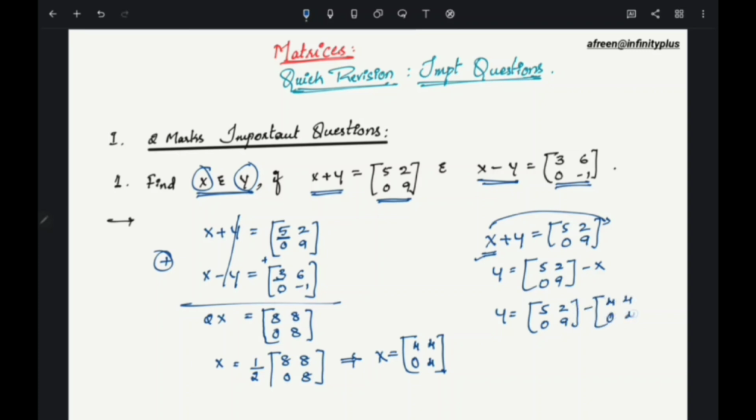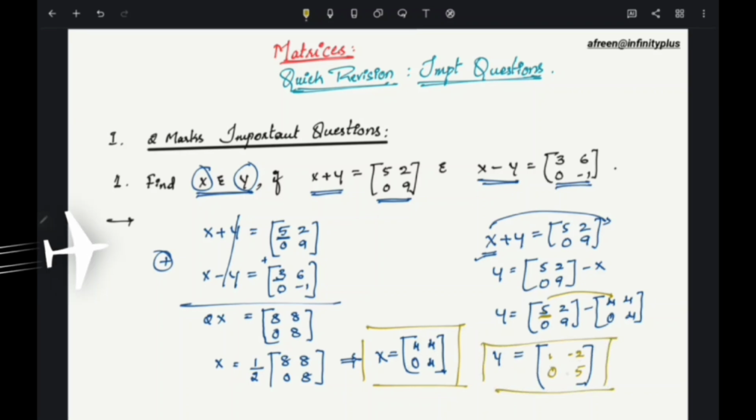So y is equal to 5 2 0 9 minus the matrix x, which we have got as 4 4 0 4. In order to get the value of y, we have to subtract the corresponding elements of both the matrices. 5 minus 4, you will get 1, and 2 minus 4 is minus 2, 0 minus 0 will become 0, 9 minus 4 will be 5. So the x value we have got is the 2 cross 2 matrix 4 4 0 4, and the y value you have got is 1 minus 2 0 5.